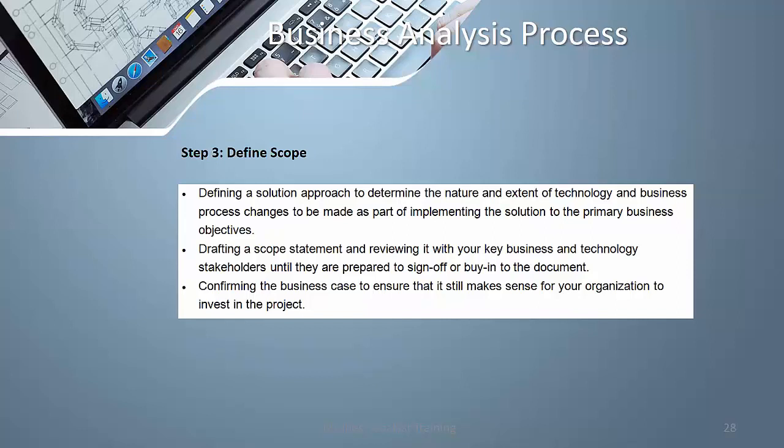One second. One second. Yeah, I'm sorry. There was a message from office. I was trying to reply.